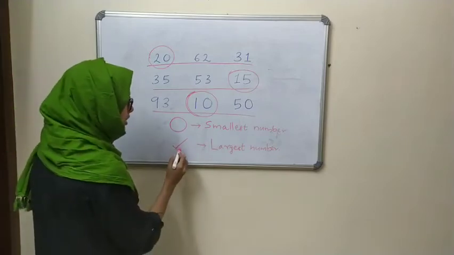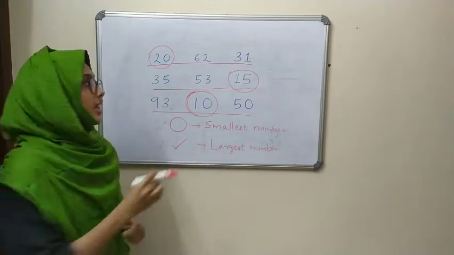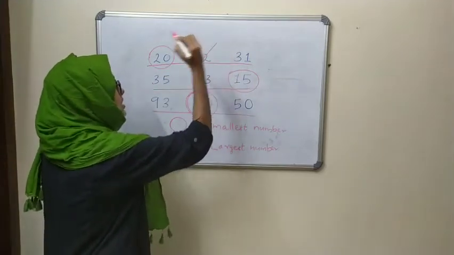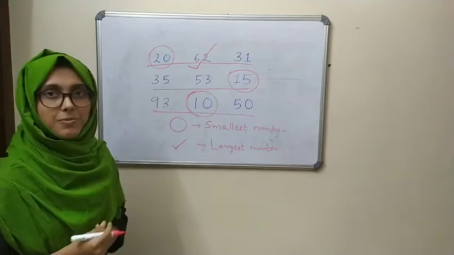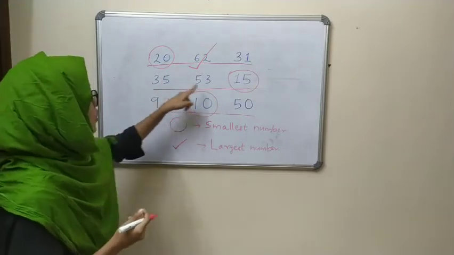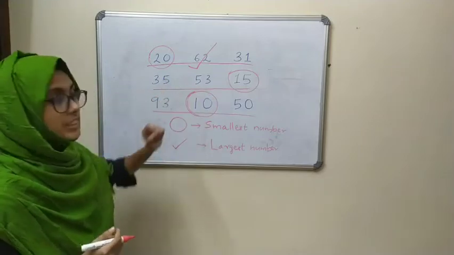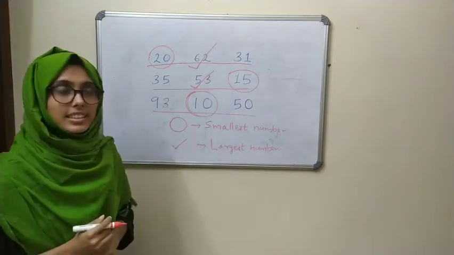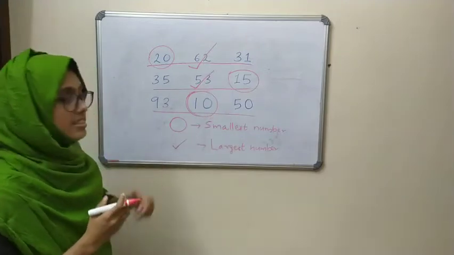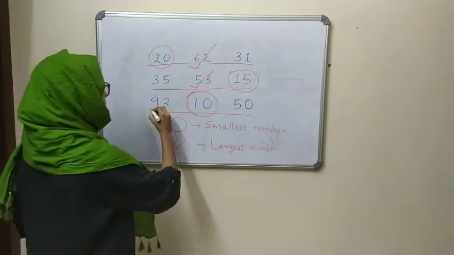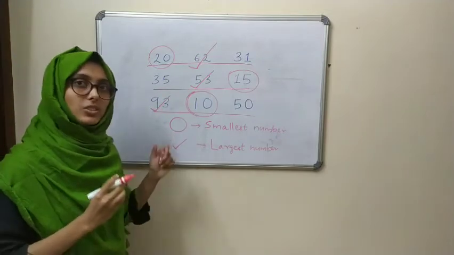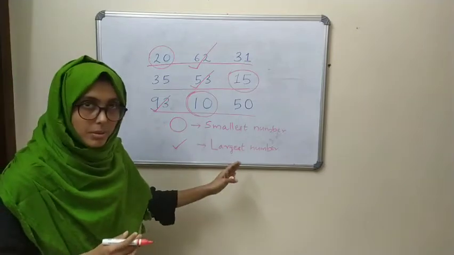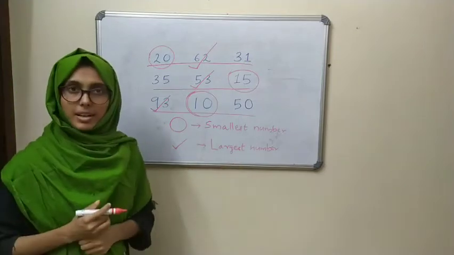Now you want to put a tick to the largest number. In this row, which is the largest? Yes, 62 is the largest. So I will put a tick. Isn't it? In this row, which is the largest? 53 is the largest number. So I will put a tick here. In this row, which is the largest? 93 is the largest. So I will put a tick to 93. So we put a round to the smallest number and a tick to the largest number.